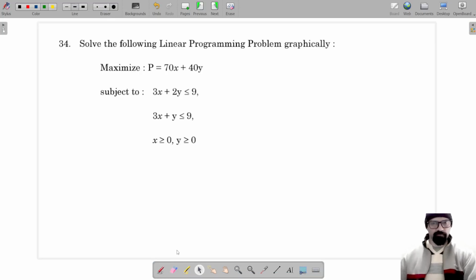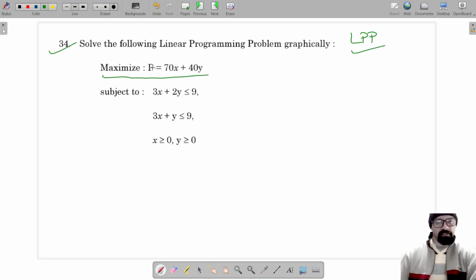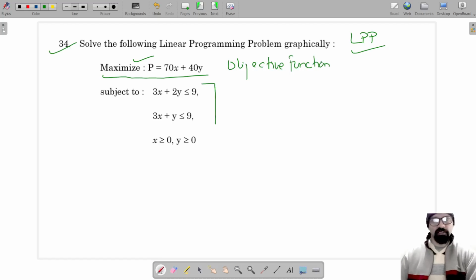Okay, question number 34. It's asked in the question we have to solve the following linear programming problem graphically. तो ये है एक LPP चैप्टर का क्वेश्चन, और ये है हमारा ऑब्जेक्टिव फंक्शन जहाँ हमें फाइंड आउट करना है मैक्सिमम P की वैल्यू। ये है ऑब्जेक्टिव फंक्शन and subject to the constraints, ये है conditions.